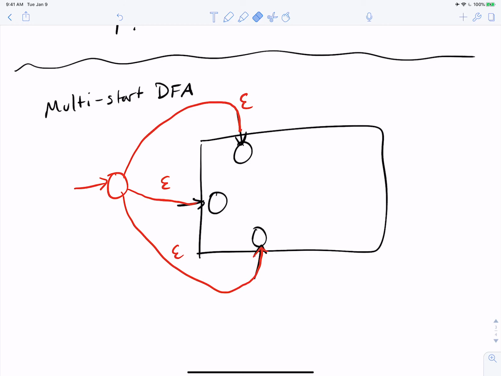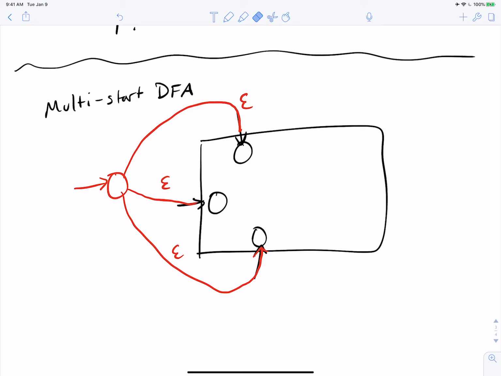If you have an unreachable state that's not connected to anything, then in the multi-start DFA, if you put a start state on it, that's the only way you could reach it. So isn't that more powerful? No, by more powerful, I mean, does there exist a DFA for the same language?